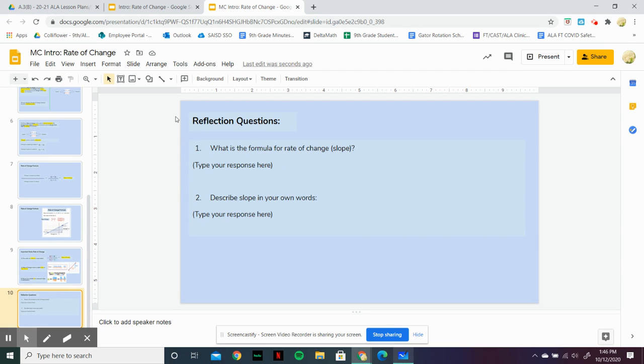Your task is to answer these 2 reflection questions. Number 1, what is the formula for rate of change, aka slope? And 2, describe slope in your own words. Don't forget to submit the link to your slides when you are done.